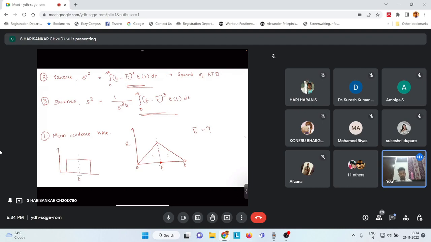In cases which do not have identical geometry, you can use your formula, which is integral 0 to infinity of t E of t dt, to find your mean residence time, and follow the same steps to find the variance and skewness, right? Fine. So one more thing we'll just look into before we go into the questions.